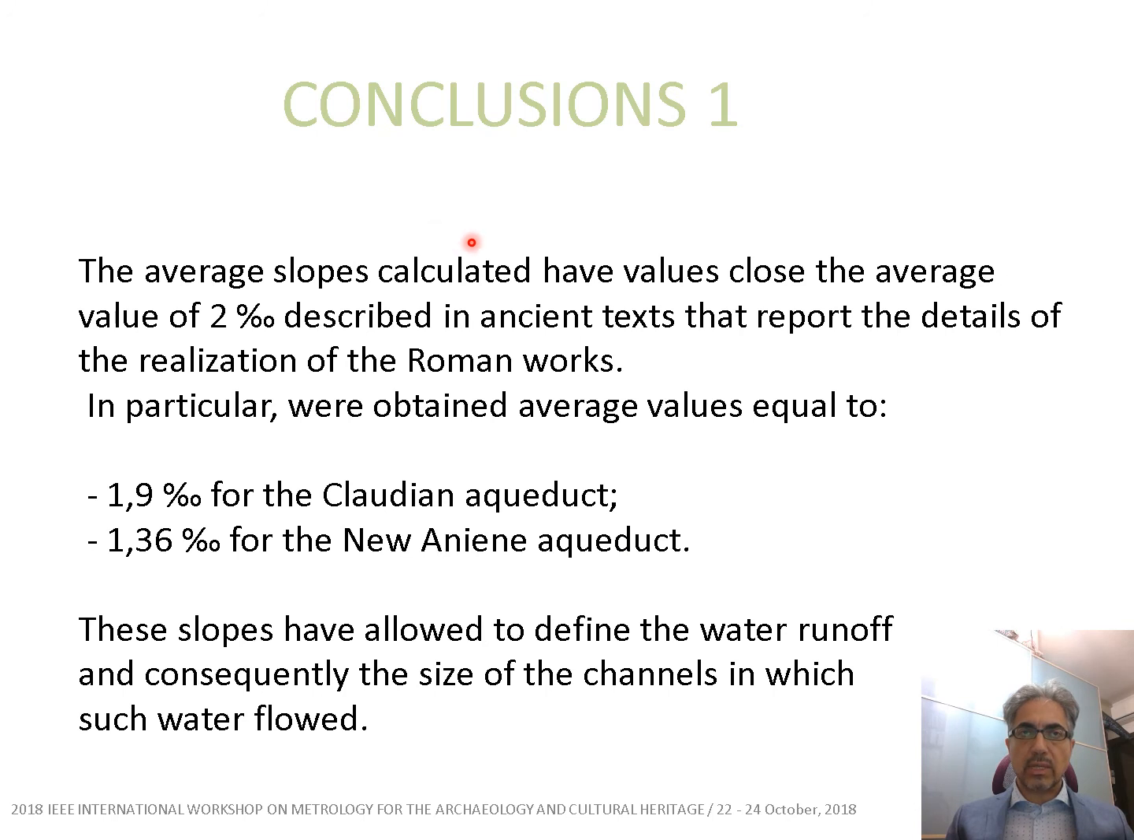In conclusion, we can say that the calculated values that we can see here for the two aqueducts are very close to the values of 2 on 1000 described in the reference text, and in particular we have obtained 1.9 on 1000 for the Claudian aqueduct, so very near, and 1.36 on 1000 for the New Aniene aqueduct. These slopes have allowed us to define the water runoff and consequently the size of the channel in which such water flowed.